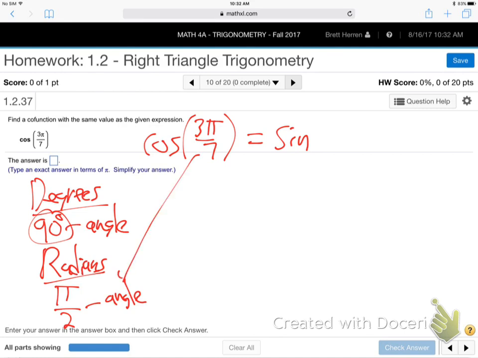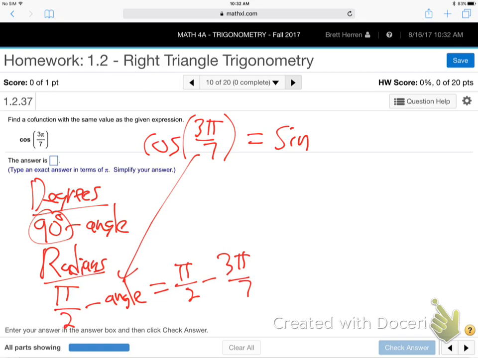So I've got to put that angle in right there. So it's pi over 2 minus 3 pi over 7, to find out what angle will work with the 3 pi over 7 to make 90, to make pi over 2. You with me? So I'm subtracting from 90. I'm subtracting from pi over 2. Take my angle, subtract it from pi over 2. That's just like subtracting from 90.